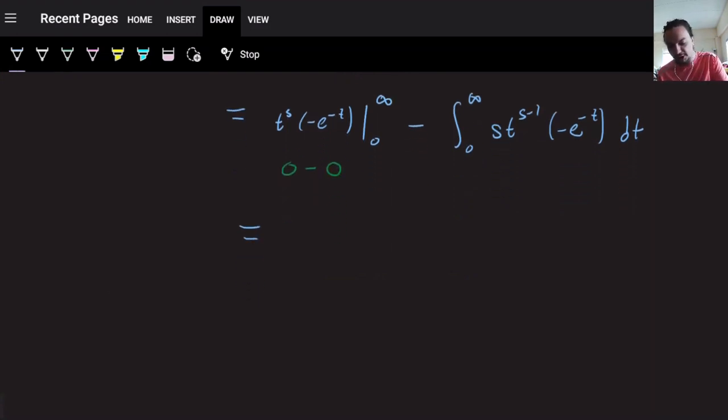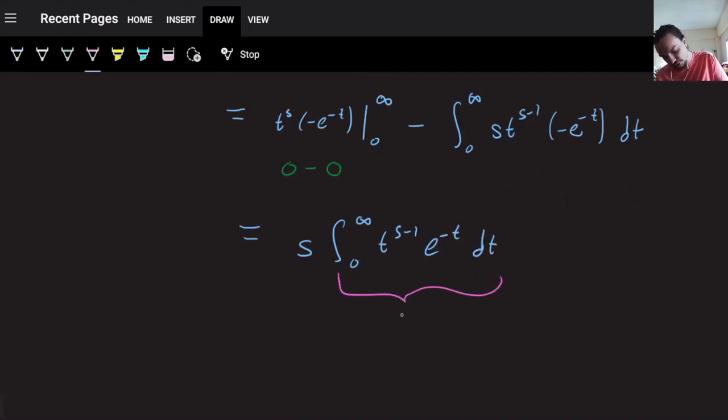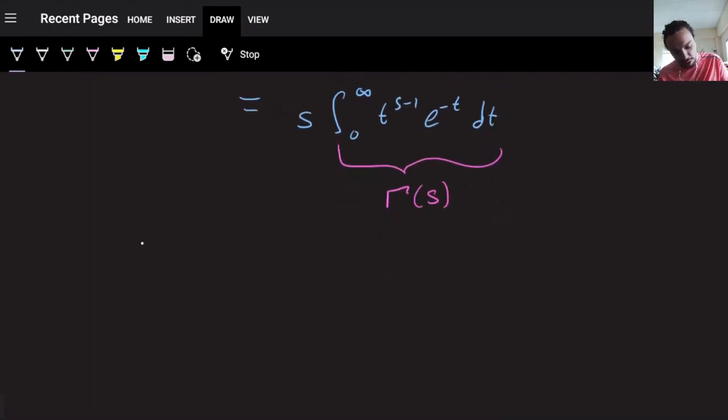And then over here, the minus sign cancels out and the s pulls out, so we get s, the integral from 0 to infinity, t to the s minus 1, e to the minus t, dt. But this guy was just equal to gamma of s. Okay, so what did we find? We found that gamma at s plus 1 is equal to s gamma of s.